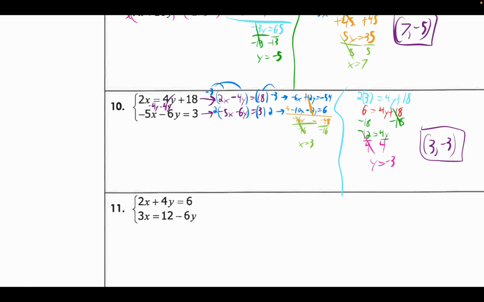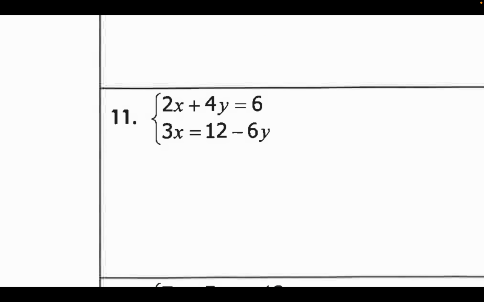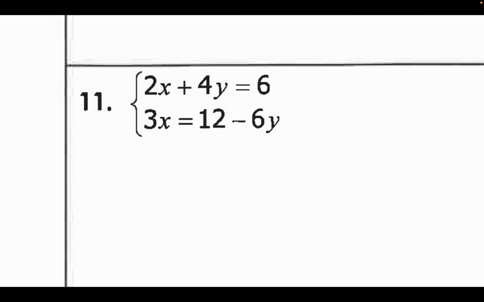So number 10 was our biggest problem yet, because not only did we have to rearrange an equation, we also had to multiply both equations by a number. Number 11, we again have to rearrange because the top one goes x, y equals numbers, but on the bottom one our y is out of place. It goes x equals number y.